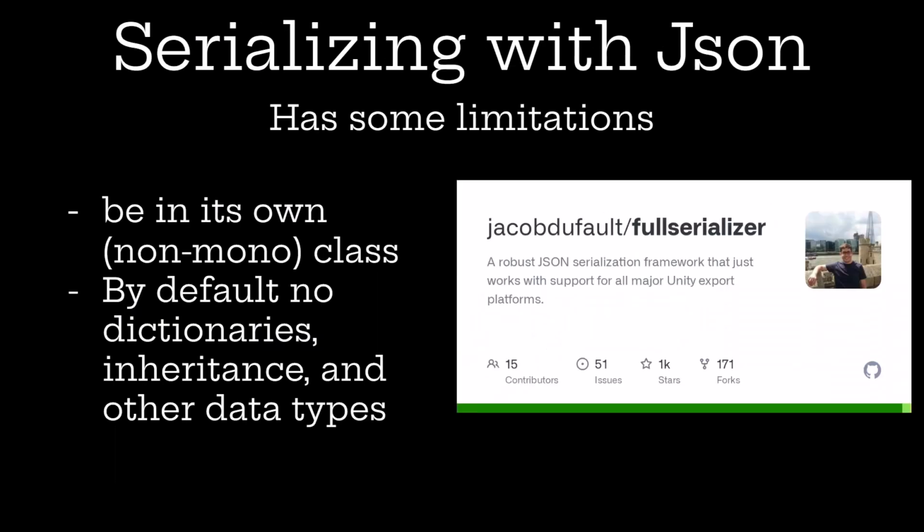Next is serializing with JSON. By default, Unity has a lot of limitations on what it can and can't serialize, including dictionaries, inheritance, and other data types that JSON just ignores entirely. But I was able to find this really great thing on GitHub that the video I watched recommended, called Full Serializer, which is able to serialize all of those things. And it still has to be a class, but it's a lot easier than the default Unity one.